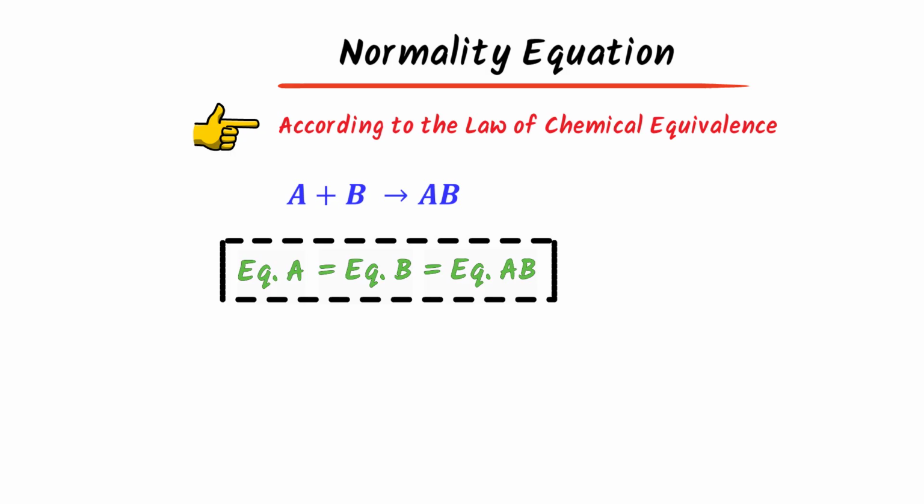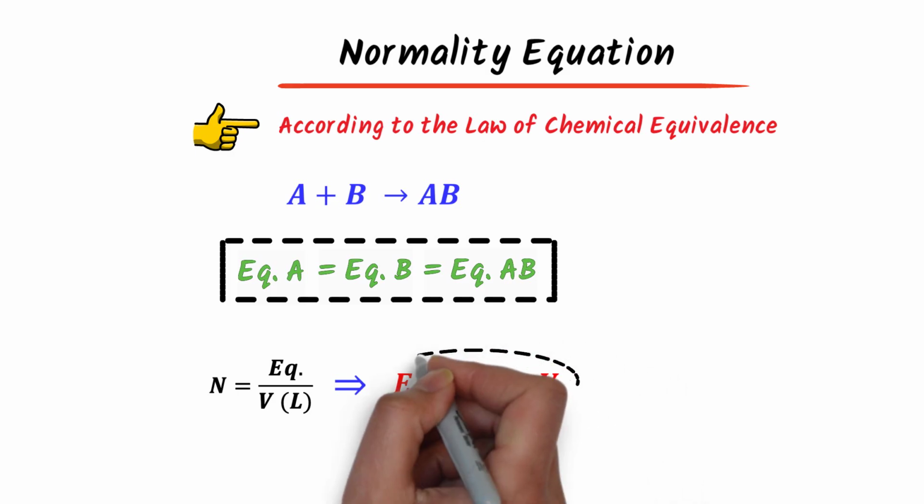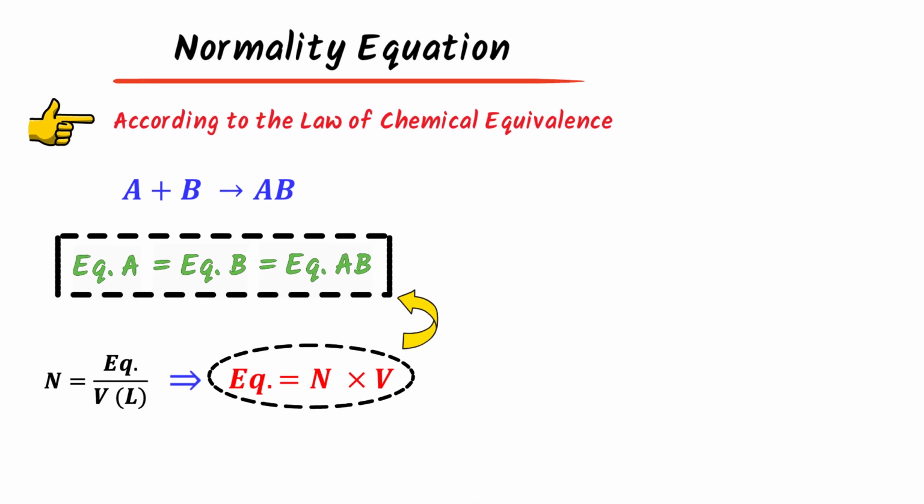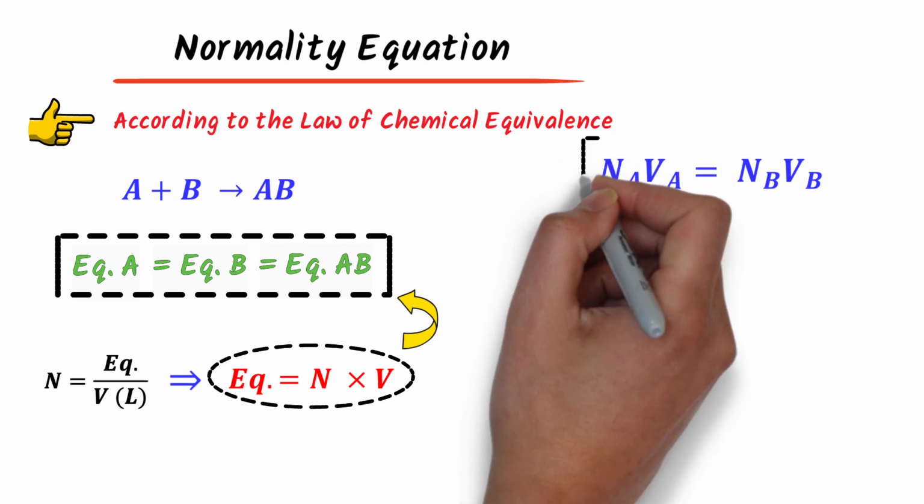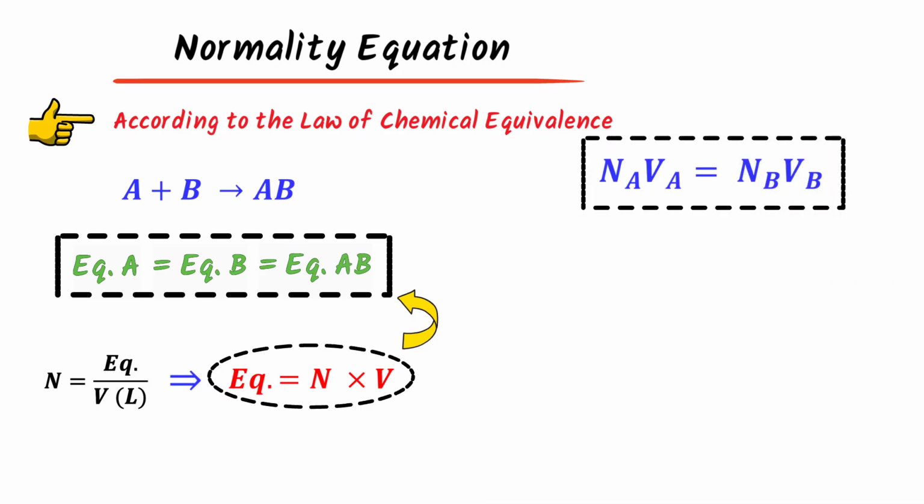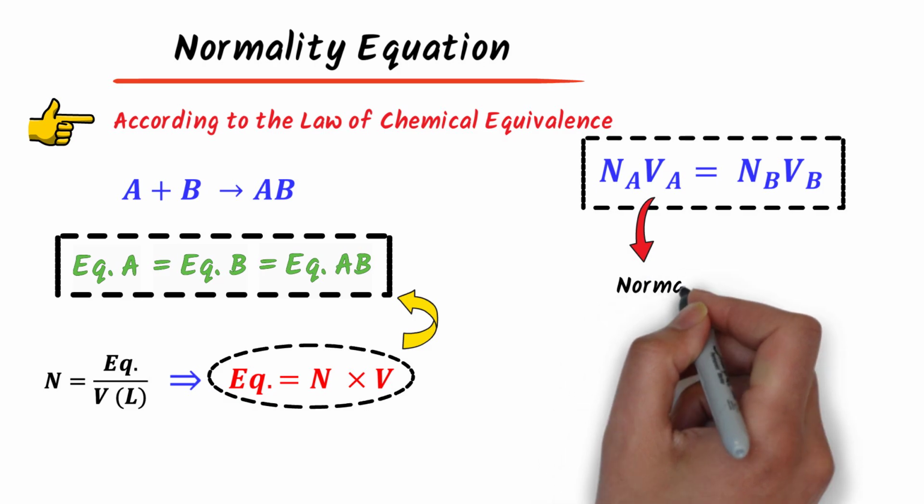Now, as we know from the definition of normality, normality is equal to equivalence by volume in liters. This implies equivalence will be equal to normality into volume. So, while putting this equivalence into the above equation, we can get this kind of expression. That is, NAVA will be equal to NBVB. A stands for reactant A, while B stands for reactant B. This expression is known as the normality equation.